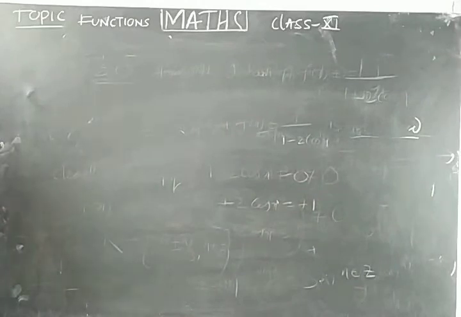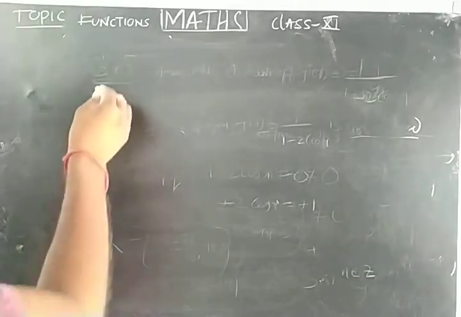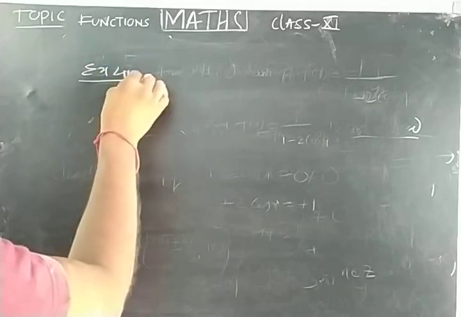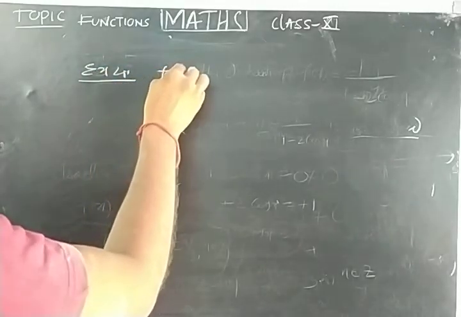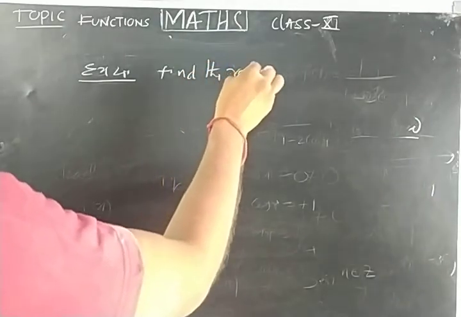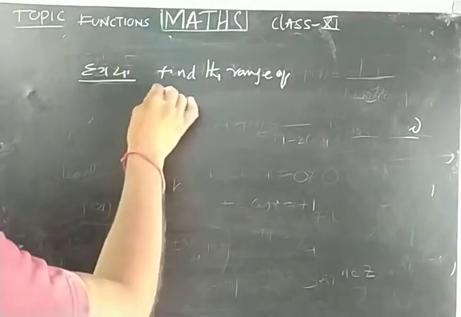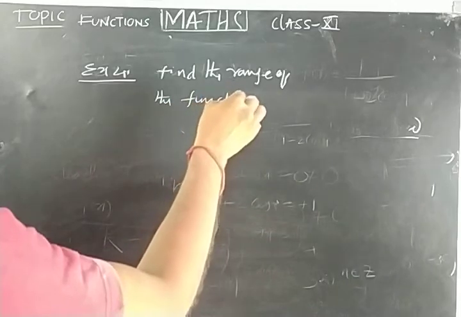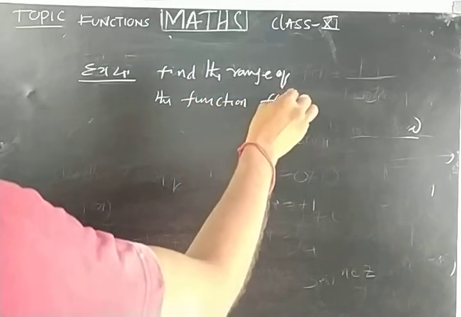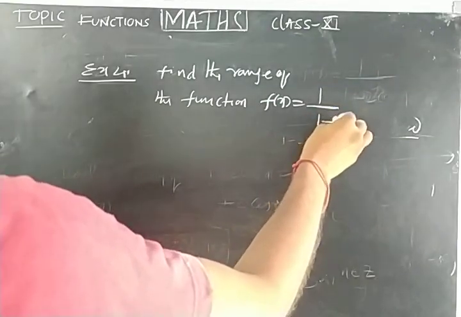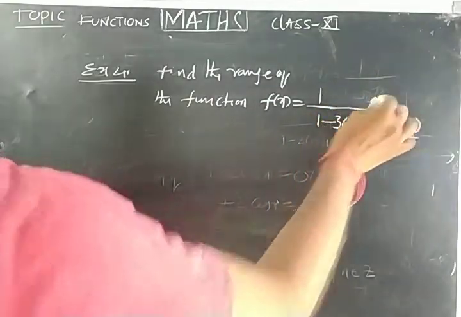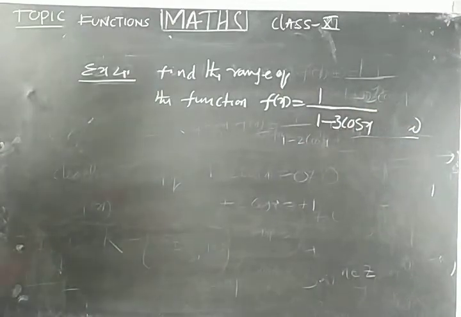Now next example. Example 4. Find the range of the function f of x is equal to 1 by 1 minus 3 cos x. We have to find the range of the function.